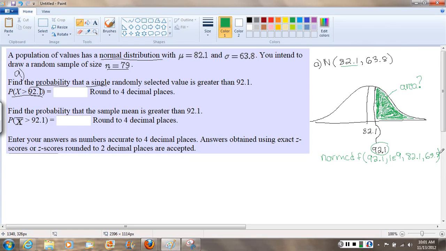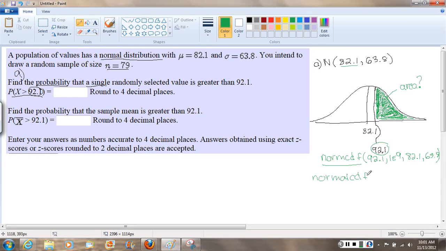Let's go ahead and put that in the calculator. So we're going to do second vars. Oh, I'm sorry, we're going to do stat. No, we're going to do second vars, sorry, and there it is, normal CDF, command 2. I wrote norm CDF, but on your calculator, it'll say normal CDF. It's the same one.